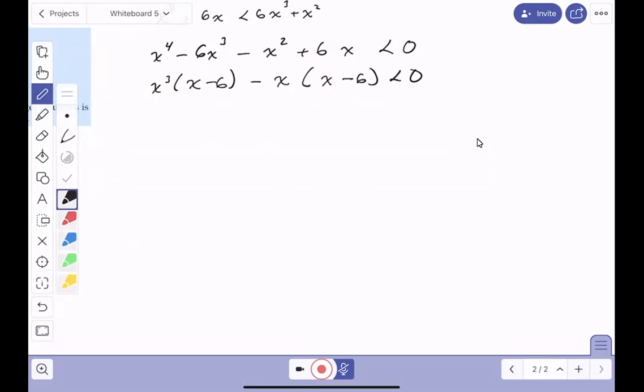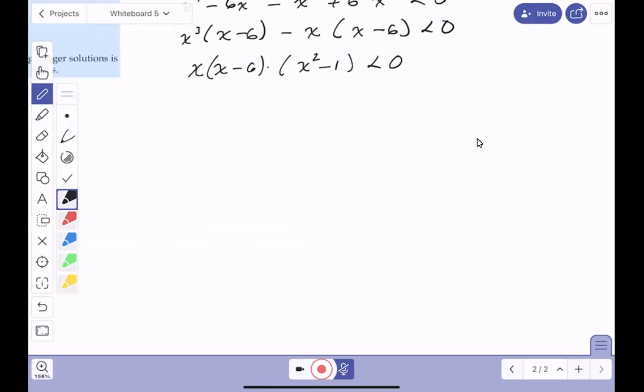What do I notice now? There's a common factor between the two terms. There were 4, now there's 2. What's the common factor? X minus 6 and then x. There's 2 common factors. What are you left with? X squared minus 1. What would I do now? I'd continue to factor.